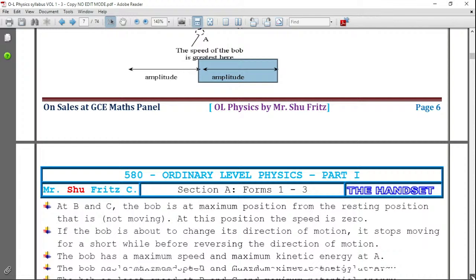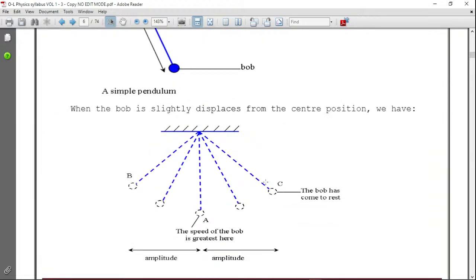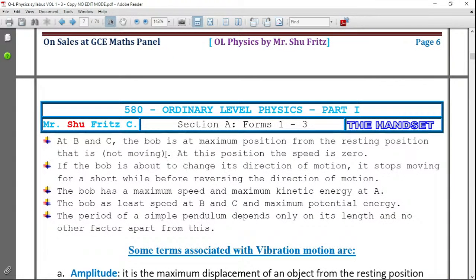Now let us see what happens with the bulb. At the points B and C, B is the maximum displacement to the left, C is maximum displacement to the right. The bulb is at maximum displacement from the resting position. Look at the points B and C. Then what happens to it? At B and C, the bulb is at maximum displacement from the resting position.